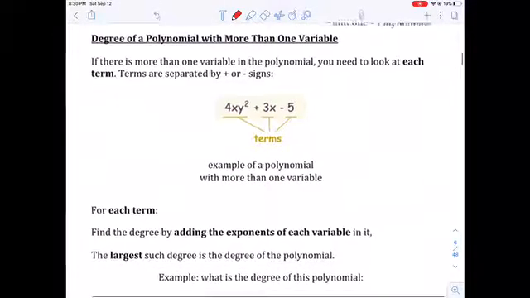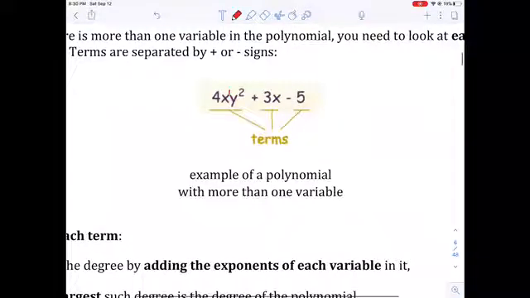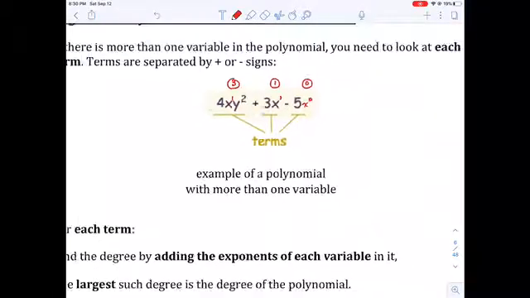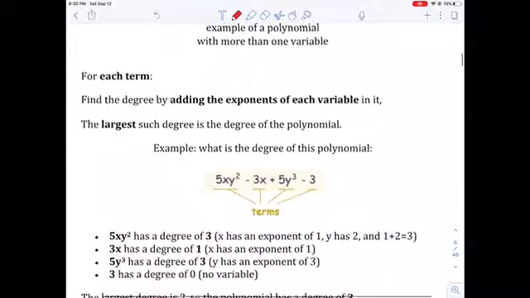Degree of a polynomial with more than one variable. If there is more than one variable, you need to look at each term. Terms are separated by plus or minus signs. So similarly, this is a degree of 1 plus 2. This is a degree of 3. This next term has a degree of 1. And this one has a degree of 0, right? Because of that constant. All right, and this is still the polynomial. The degree of this polynomial would be 3. He's the boss. Okay?